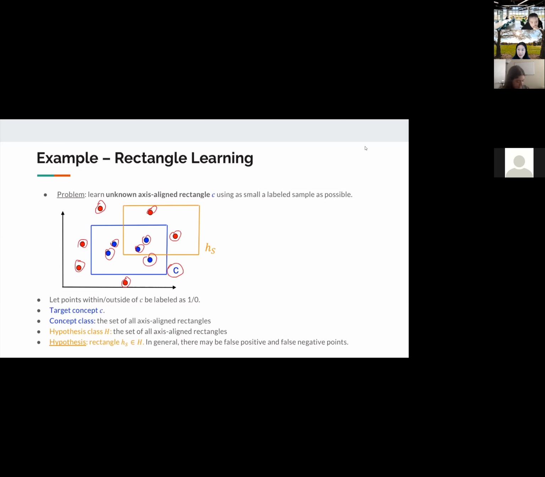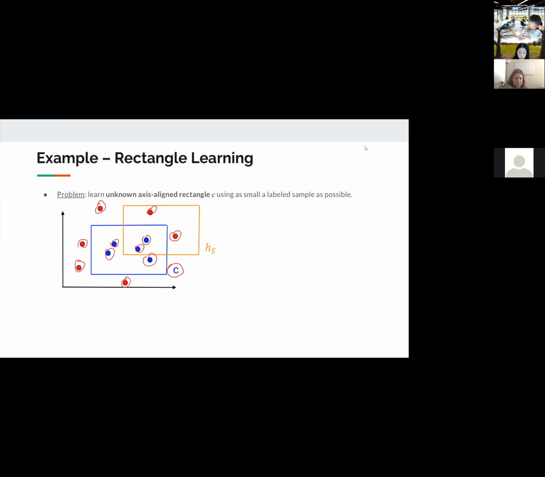But now you're lucky, if someone tells you, you should just use the axis aligned rectangle as your hypothesis set, capital H. So now you're kind of lucky. You say, oh, okay, I'm going to use that. So that's going to be my hypothesis class, H, and it's the set of all axis aligned rectangles. So then what is a hypothesis, right? The hypothesis is any rectangle that is axis aligned, okay? So for example, if this is your hypothesis, then what happens?